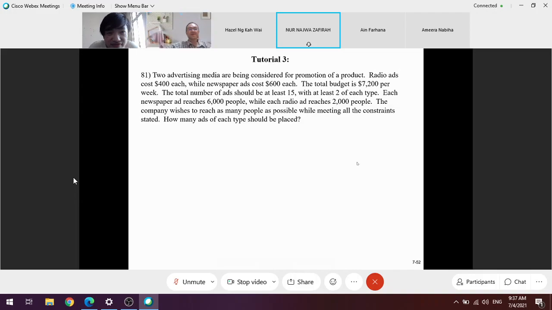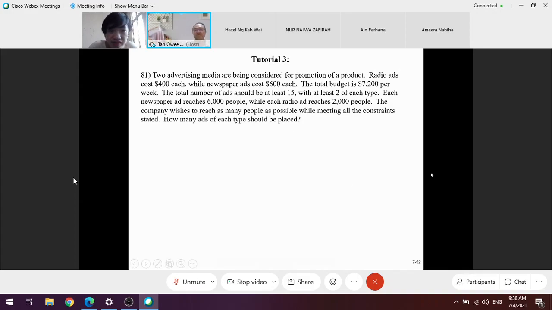The number of radio ads to be placed and the number of newspaper ads to be placed. Exactly. Good. Why? Because usually some students get confused. All the while, from the start until now, I only explained 2.